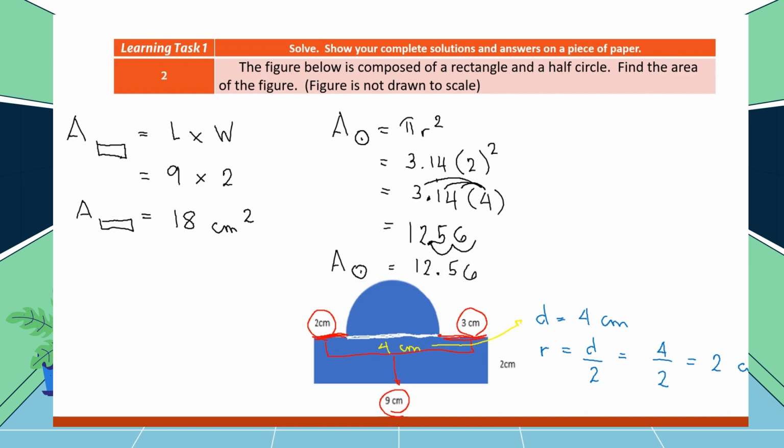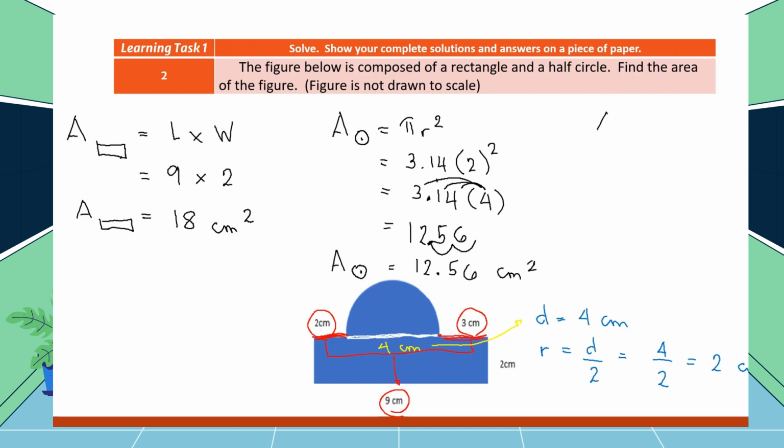12.56 square centimeter. Ngayon, anong kinalaman nitong area of a circle? Dahil nga, meron tayong semicircle dito, may kinalaman itong circle na to. Pero, paano yun? Circle ito, area of a circle. Ito, semicircle lang. Well, simple lang.